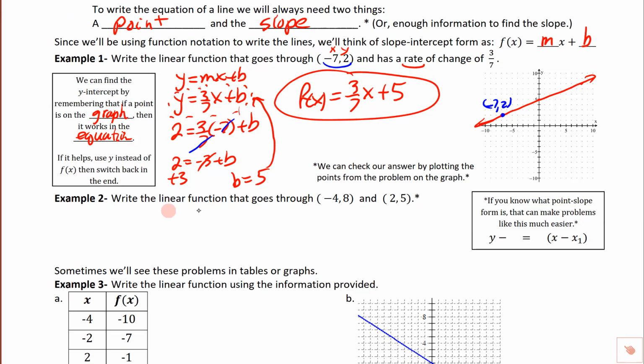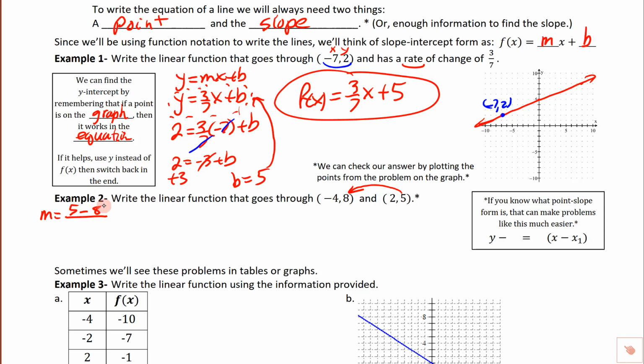So the next thing we want to do is write a linear function that goes through -4, 8 and then 2, 5. Now, in order to do that, we've got 2 points, but we don't have a slope. So here's the first thing we want to do. We want to find the slope. So we're going to do y2 minus y1, and I kind of like drawing those lines right there. So I'm going to do 5 minus 8.